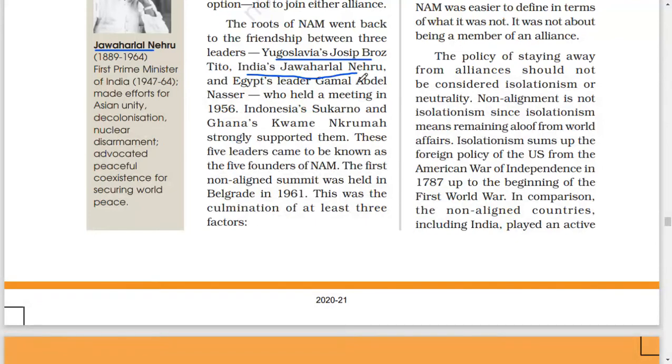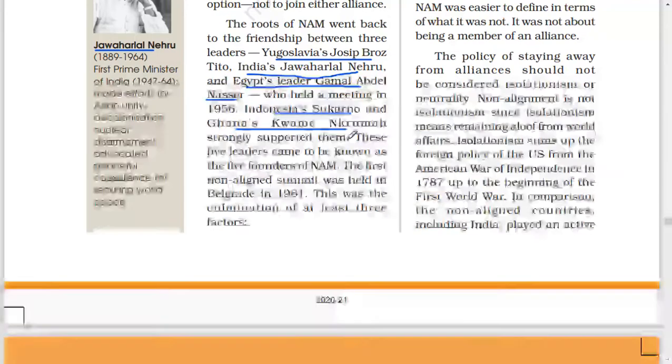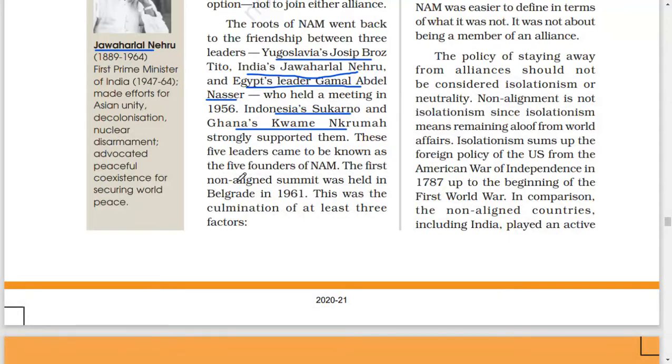Jawaharlal Nehru, and Egypt's leader Gamal Abdel Nasser, who held a meeting in 1956. Indonesia's Sukarno and Ghana's Kwame Nkrumah strongly supported them. These five leaders came to be known as the five founders of NAM. The first non-aligned summit was held in Belgrade in 1961. This was the culmination of at least three factors.